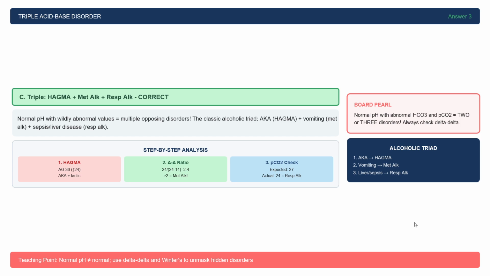causing respiratory alkalosis. So, the main teaching point here is a normal pH does not mean a normal acid base disorder. When values look wild, but the pH is normal, assume two or even three disorders and use delta delta and Winter's formula to prove it.